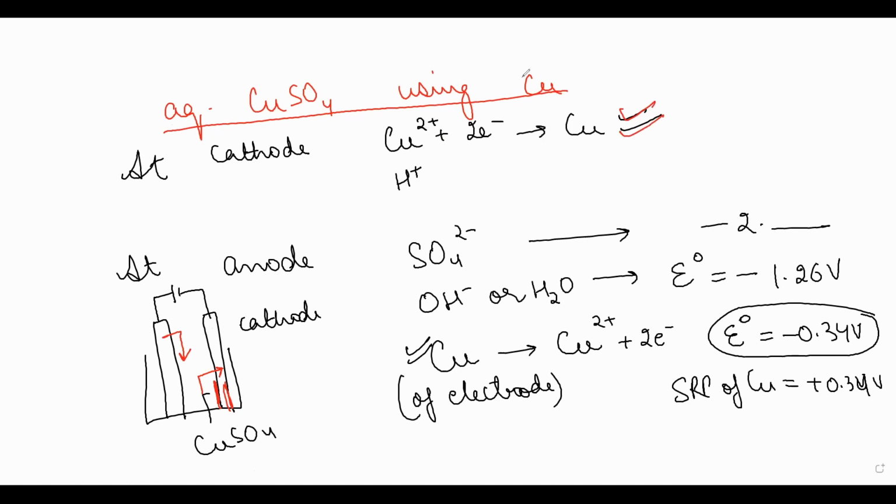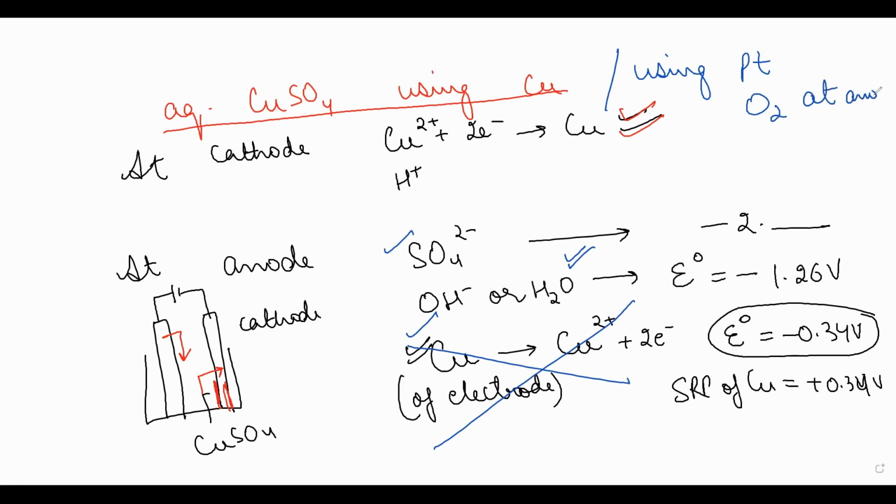But if the electrode instead was platinum, in that case, this option would not have been there. So out of sulfate and OH negative, it would have been water liberating oxygen gas at anode. So whether the electrode is copper or platinum, the product at anode will be different.